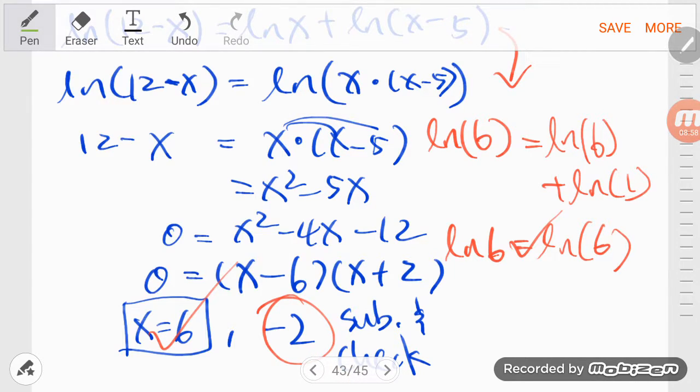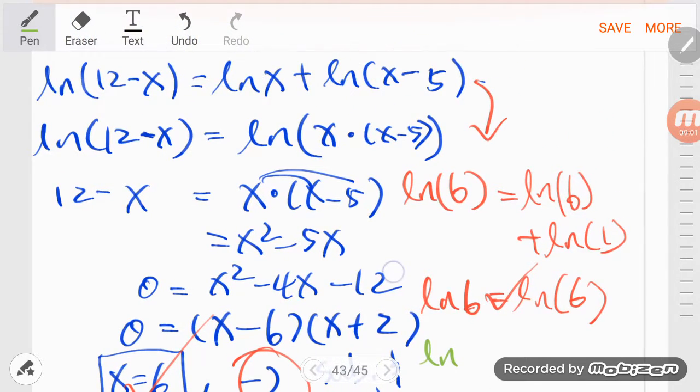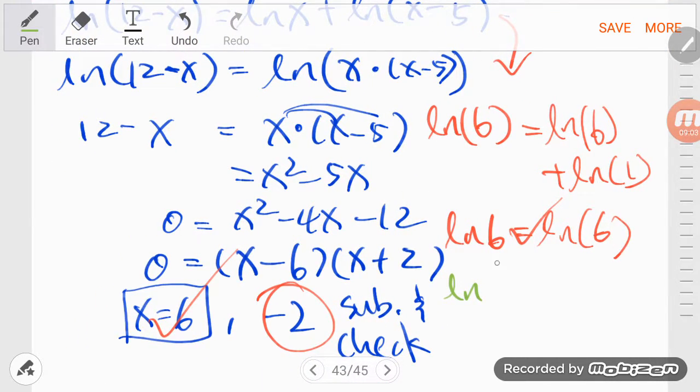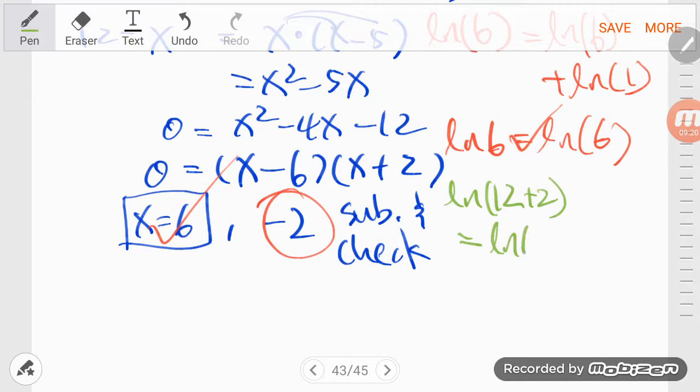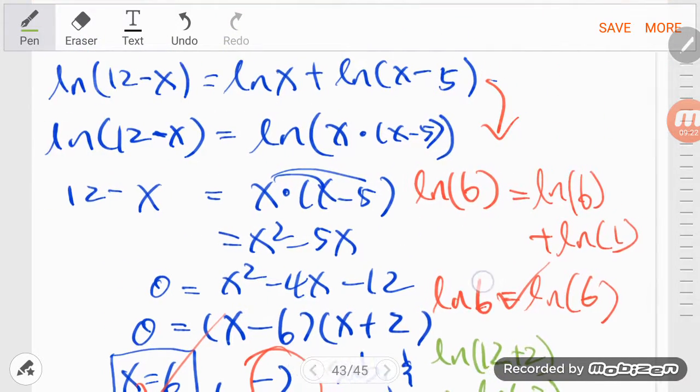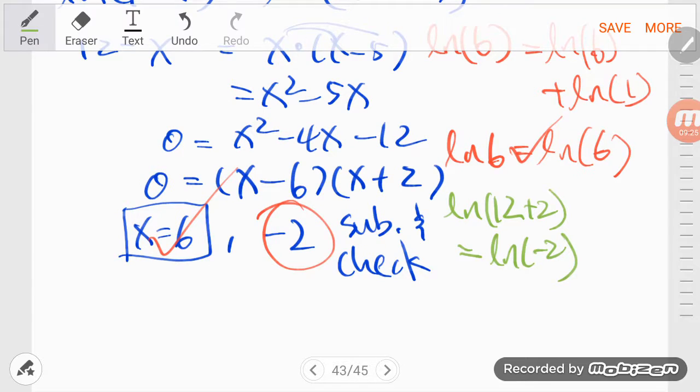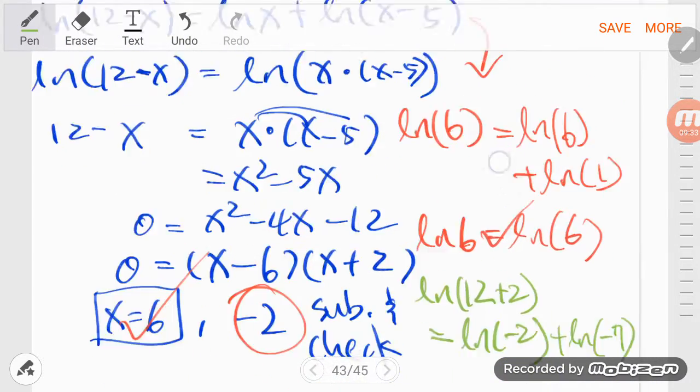Let's use green. So ln of 12 minus negative 2 becomes 14. Or maybe I'll show you the steps. 12 minus negative 2 becomes 12 plus 2, and this is equal to, on the right-hand side, ln of negative 2 plus ln of negative 7. Sorry about that. Plus ln of negative 7, right?